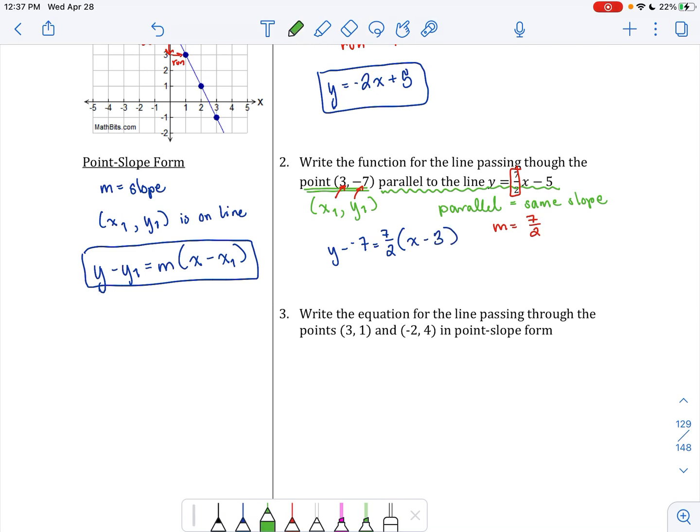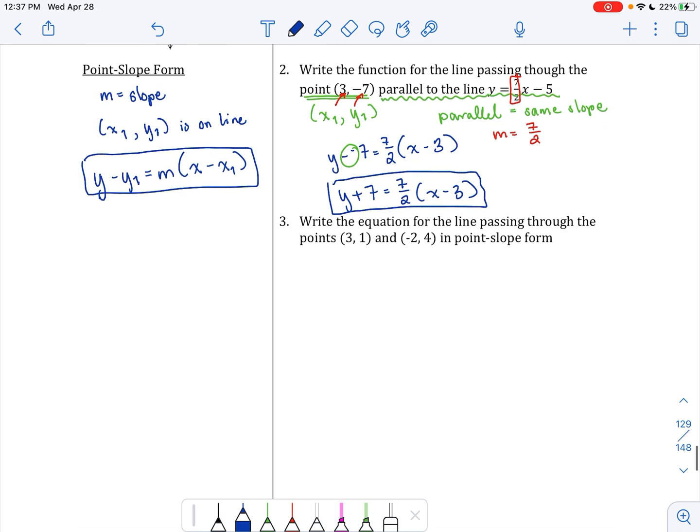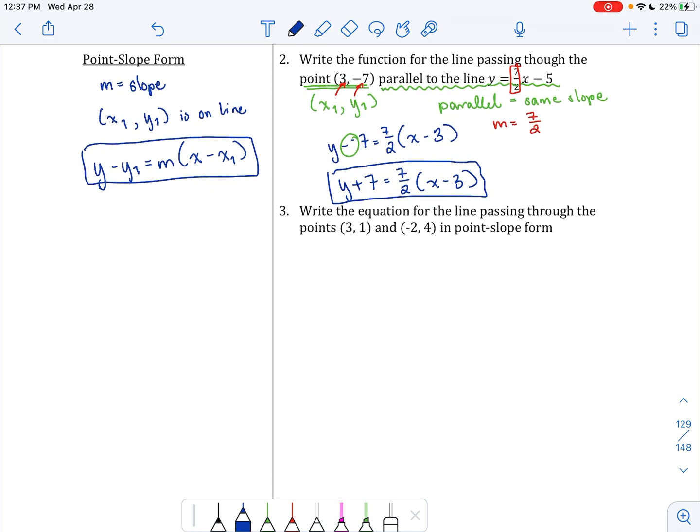Now we do need to simplify our negatives. We have minus a negative here, which means that we have y plus 7 is equal to 7 over 2 times x minus 3. And this would be the equation of the line in point-slope form. You could use the distributive property and solve for it in a different form, but that's just fine. We don't have to do that since it's not asking for a different form.